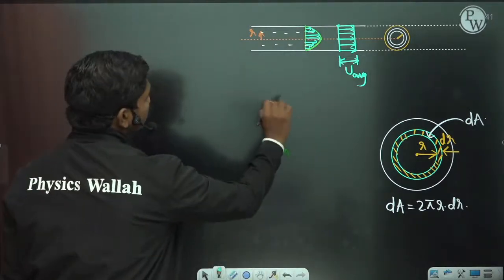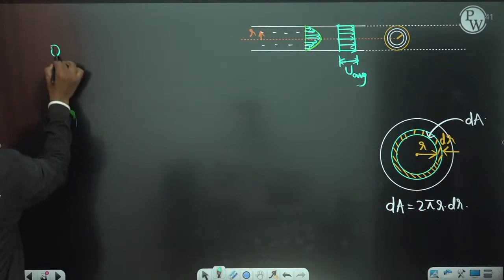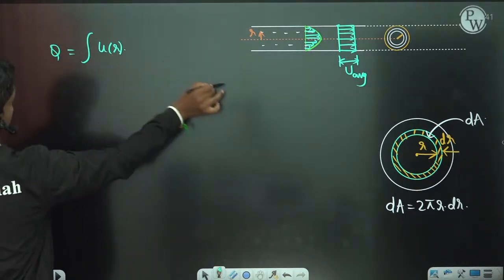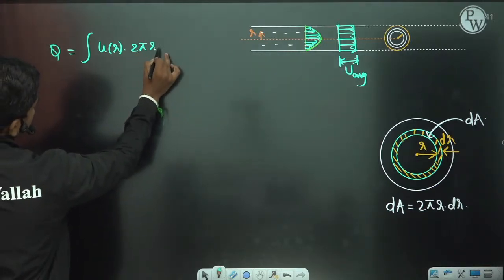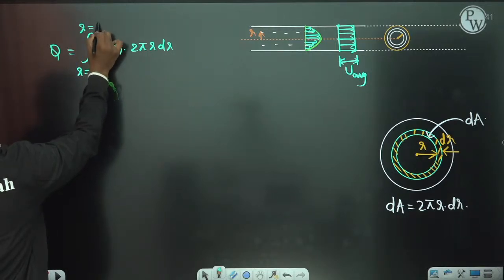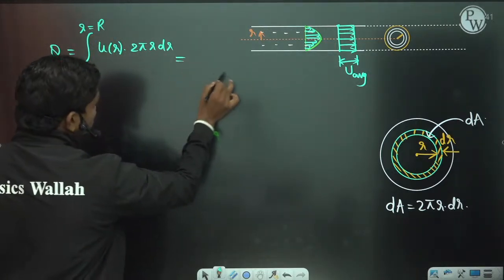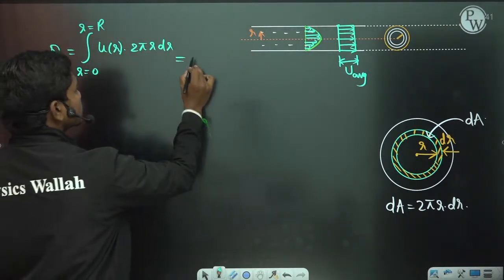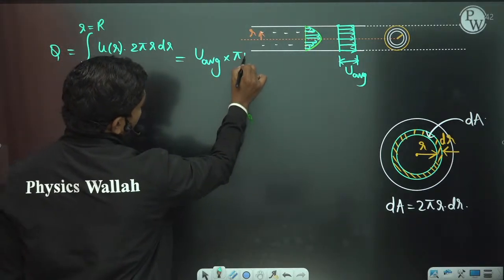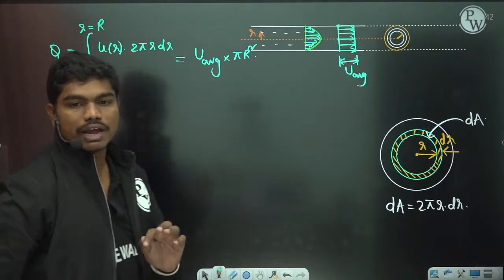Actual Q is how much? Actual Q is equal to the integral of u with respect to radius times 2 pi r dr. This is the actual discharge from r equal to 0 to r equal to capital R. Now, when you assume uniform velocity, this discharge value should be the same as u average times pi r square. Did you all understand the concept of u average velocity?